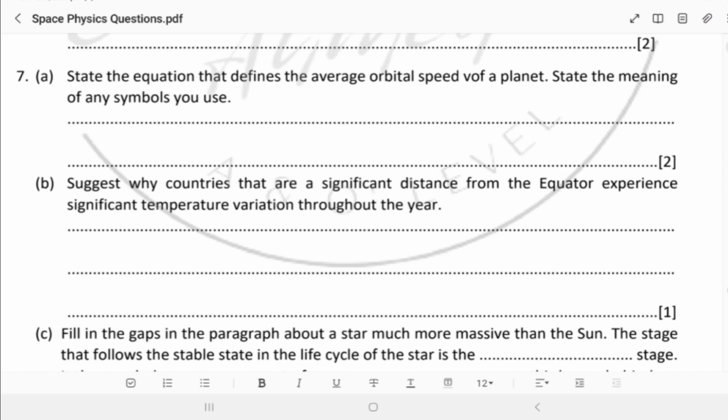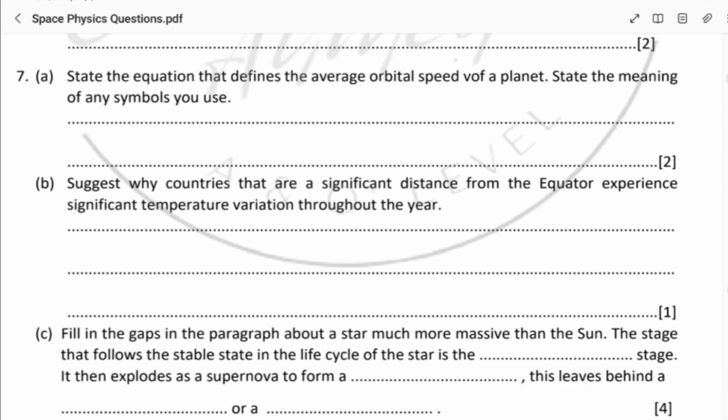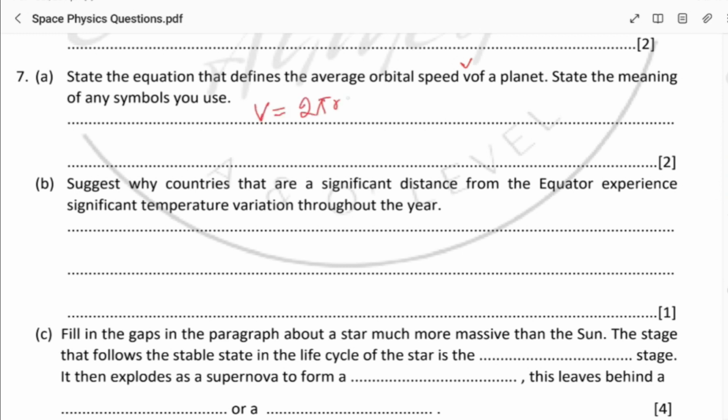Now question number 7. State the equation that defines the average orbital speed v of a planet. State the meaning of any symbol you used. Dear students, the formula for the orbital speed is v is equal to 2 pi r over t, where r is the radius, t is the time period, and v is the speed.